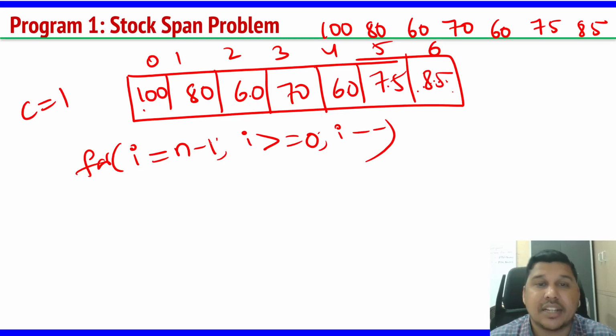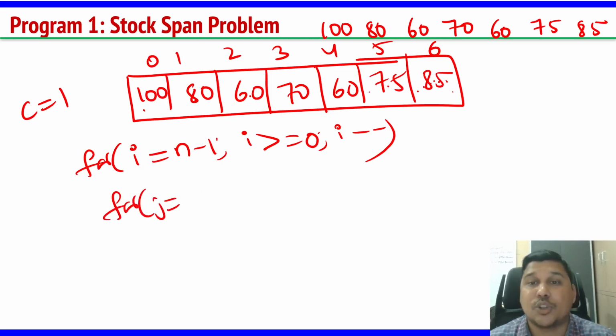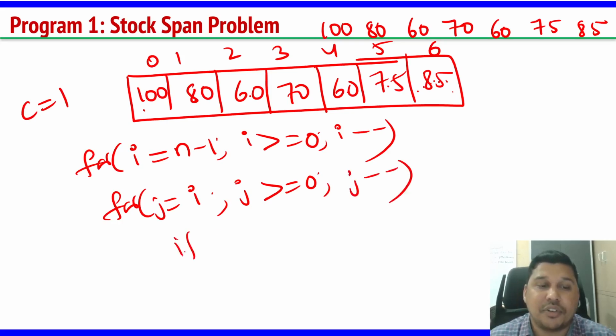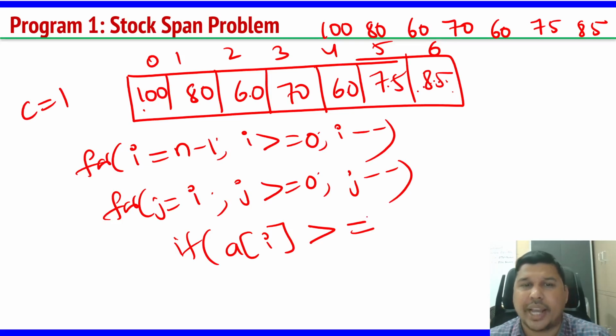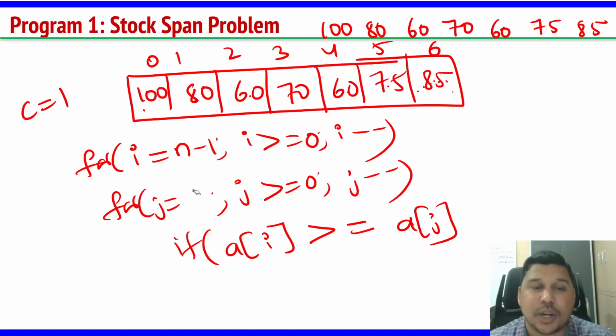85. Now again, since I have to repeat it multiple times, I will take another for loop. So for some j, j should be I. Okay, j greater than or equal to 0, j minus minus. If a of this is fixed, this is I. If a of I is greater than or equal to, the equal to case is a typical case but will still be included here, a of j. So here you can put j as I minus 1, sorry, I minus 1.